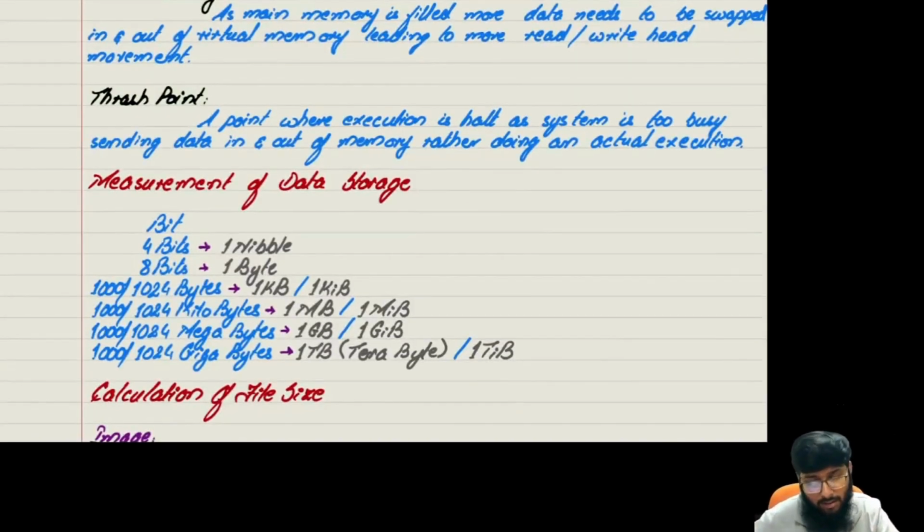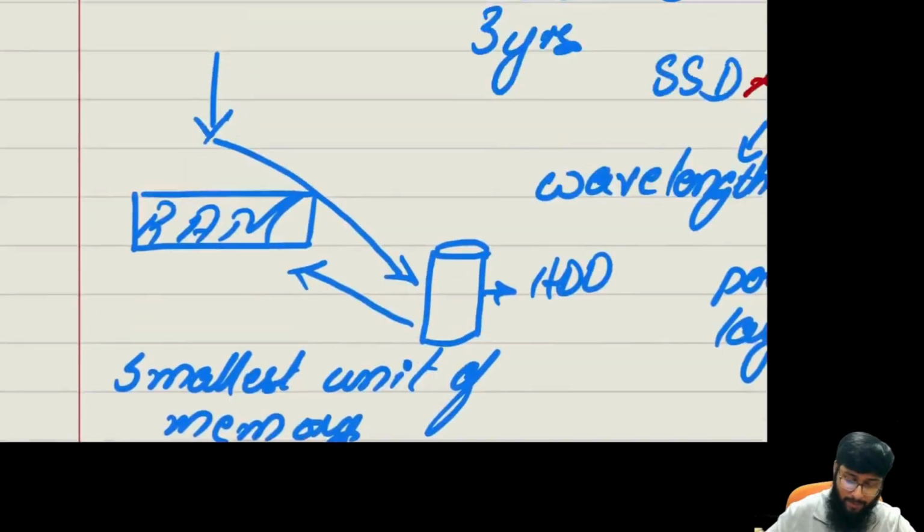Now if I combine 4 bits together, that will make up a nibble. Similarly, if I combine 8 bits together, that will give me 1 byte. The combination of 1000 or 1024. Now what's the difference between 1000 and 1024?